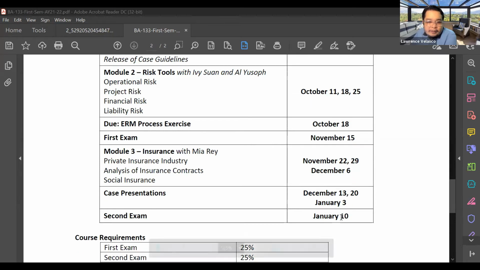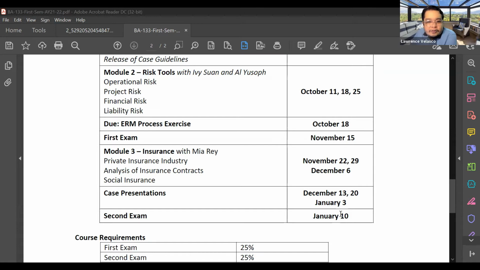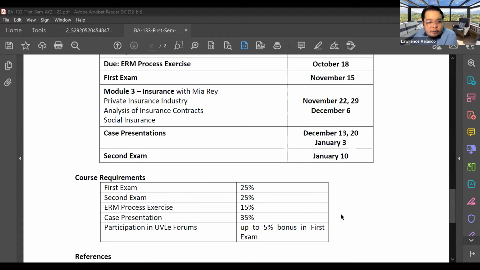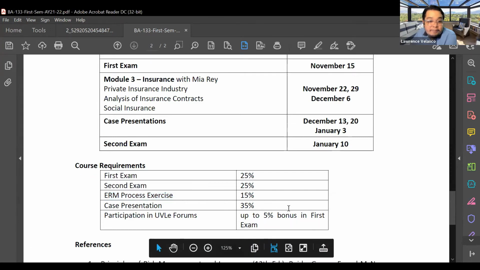There's a second exam which will cover insurance basically. So that's the coverage. If you look at the course requirements, there are two exams. The ERM process exercise is an exercise wherein you will undergo the ERM process, or enterprise risk management process. This is the capstone requirement of module 1, to submit that ERM process exercise.